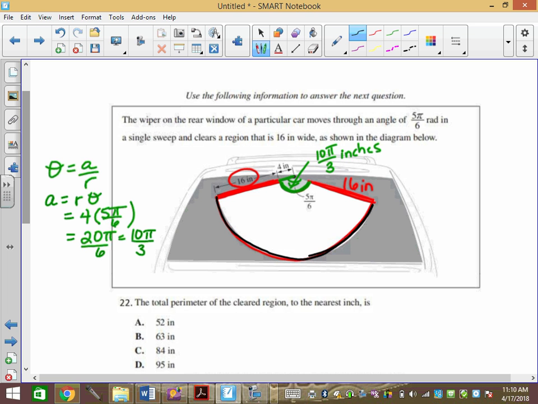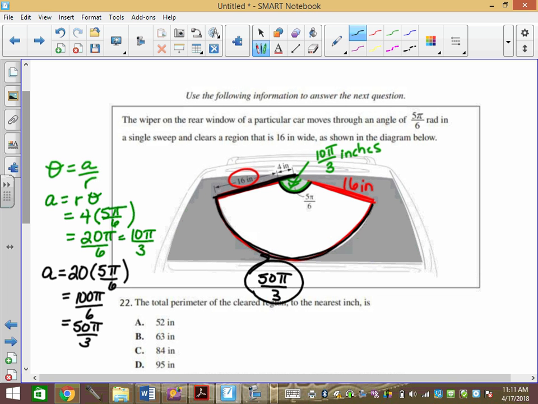How do I get this piece here? Well, here's my arc. Here's my radius. What's my radius actually? 20. And I have the same angle, correct? So A equals R theta again. The radius this time, though, is 20, and theta is still 5 pi over 6. So I'm going to get 100 pi over 6, or 50 pi over 3. So I'm going to go 50 pi over 3 plus 16 plus 10 pi over 3 plus 16. You get 95.